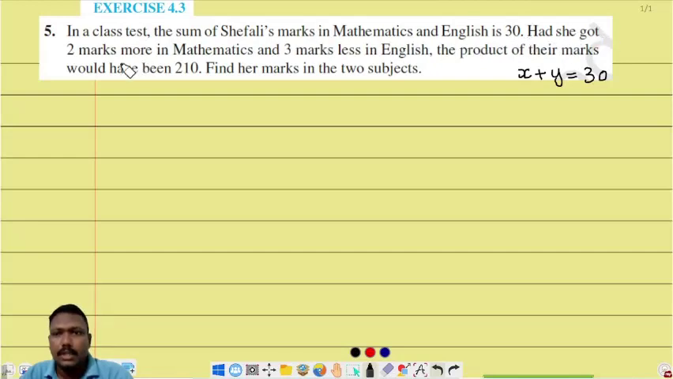Had she got 2 marks more in mathematics and 3 marks less in English, the product of their marks would have been 210. Find her marks in 2 subjects. Suppose we have 2 subjects here, maths and English. When I take the maths mark as x, the English mark will be 30 minus x. Why? Because the sum of the 2 marks, maths plus English, is 30.